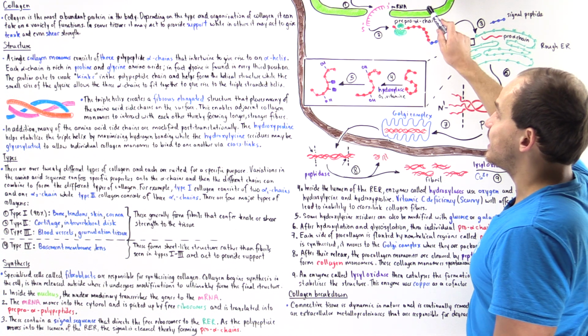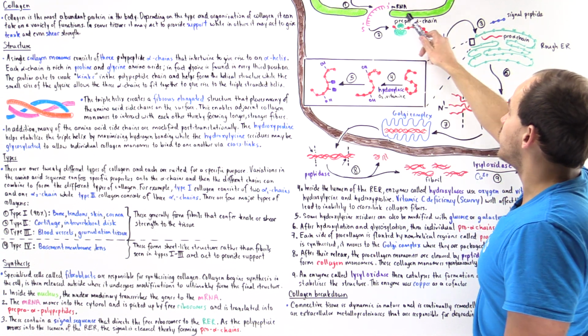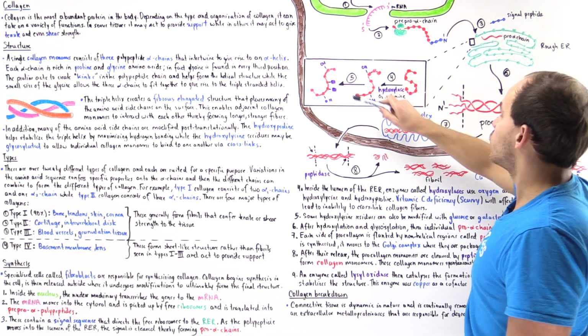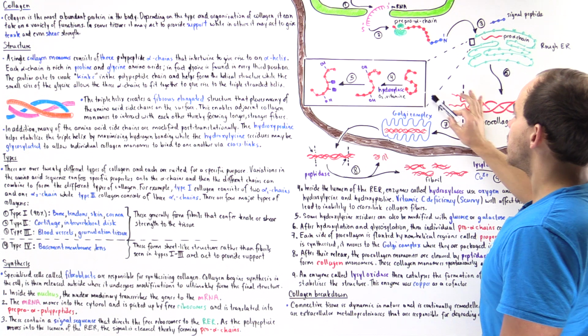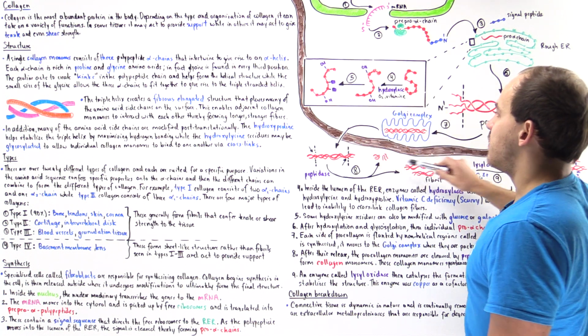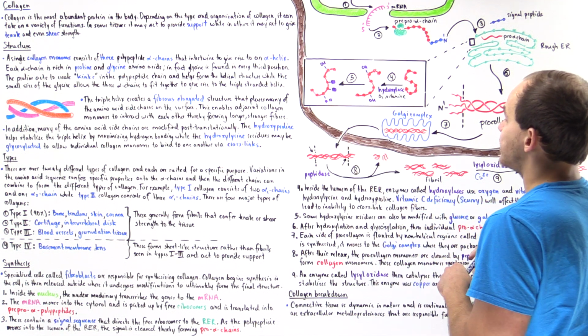So let's begin in the nucleus. So this is the nucleus. We have our nuclear membrane, the nuclear pore. We have the cytoplasm. We have the rough endoplasmic reticulum, the Golgi apparatus, the cell membrane, and then outside the cell. So this is our fibroblast.